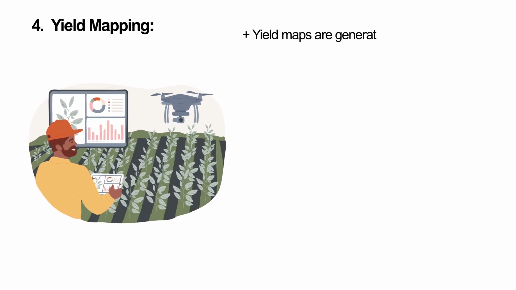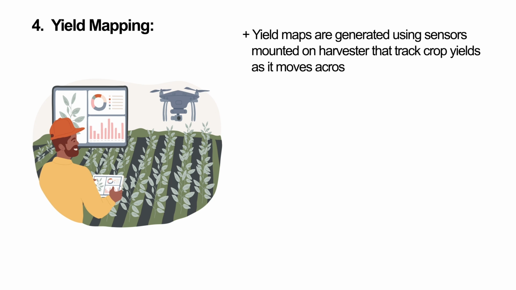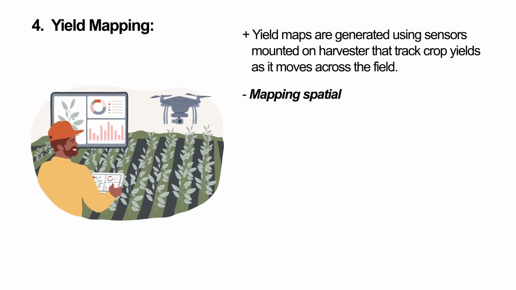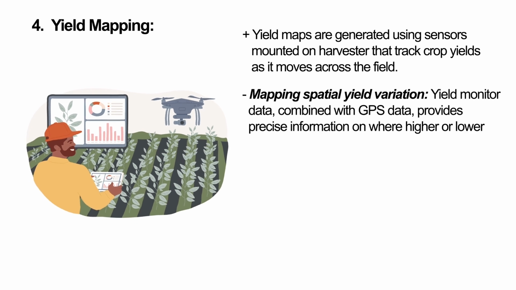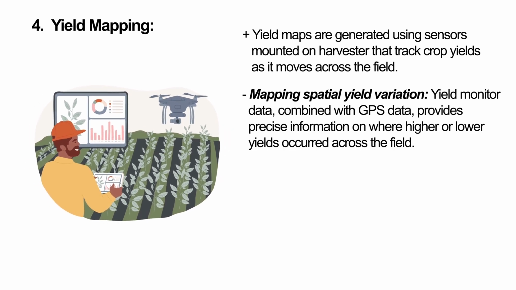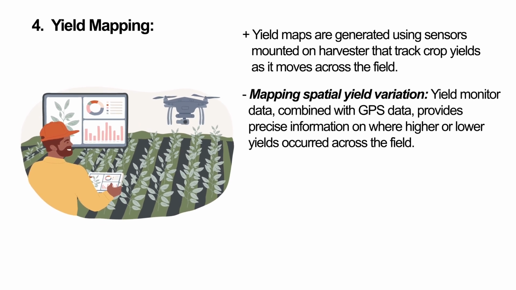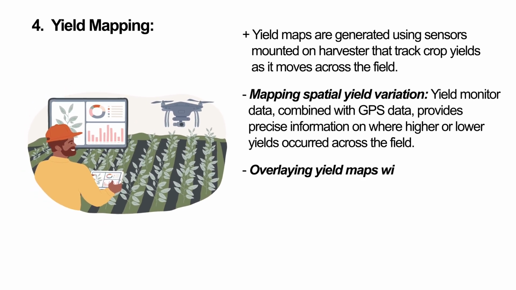Fourth, yield mapping. Yield maps are generated using sensors mounted on harvesters that track crop yields as they move across the field. Yield mapping enables mapping spatial yield variation. Yield monitor data, combined with GPS data, provides precise information on where higher or lower yields occurred across the field. Overlaying yield maps with other data.